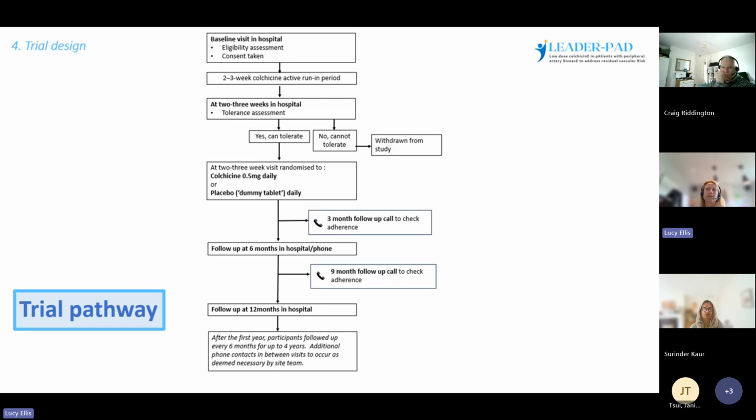So potential participants undergo an initial eligibility assessment, and then they're consented into the trial, and they then proceed with an active running period, which involves taking colchicine for around 2 to 3 weeks. And at the end of that running period, they're assessed for tolerance and also adherence. And if they're adherent and tolerant, they're then randomised to 0.5 milligram daily of colchicine or a matching placebo tablet. And then they're followed up 6 monthly until the end of the trial. In the first year, there's also a couple of additional adherence call checks at 3 and 9 months.